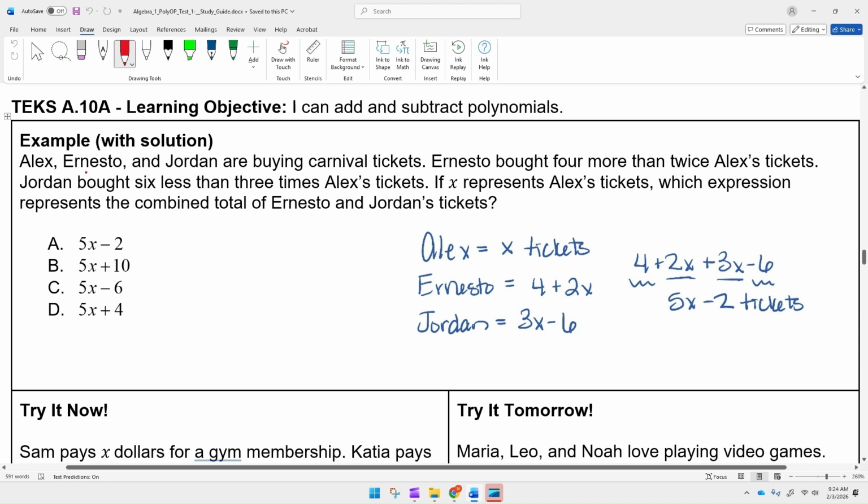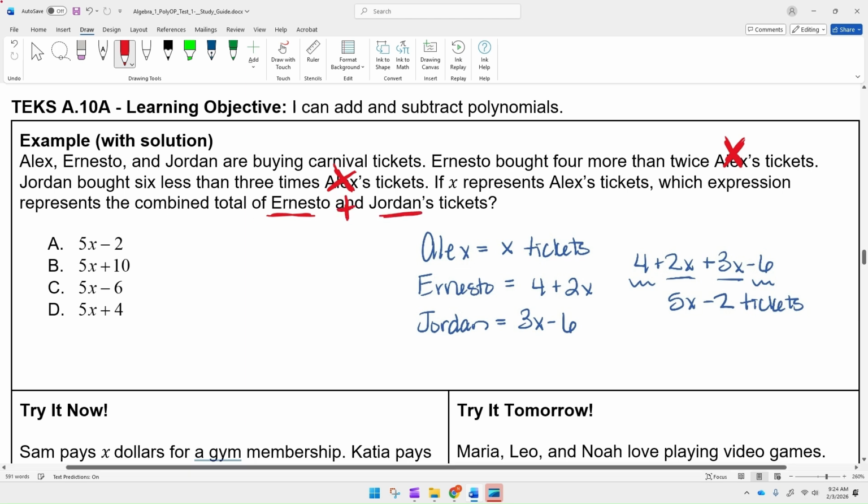So we've got 3 kids, Alex, Ernesto, and Jordan, and they're buying carnival tickets. Ernesto bought 4 more than twice Alex's tickets. Jordan bought 6 less than 3 times Alex's tickets. If X represents Alex's tickets, so wherever I see the word Alex, I'm going to write an X. So I'm writing X over Alex because I know that Alex represents X. Which expression represents the combined total of Ernesto and Jordan?